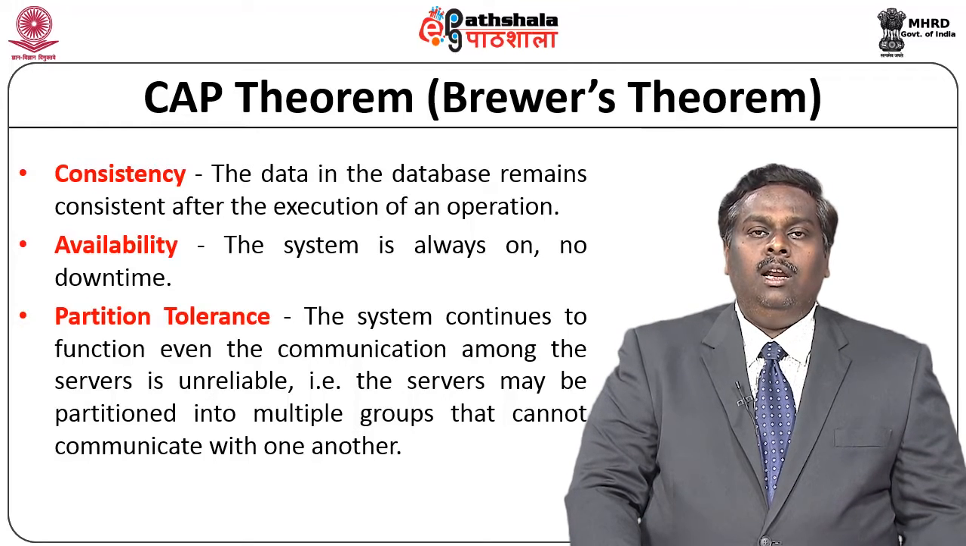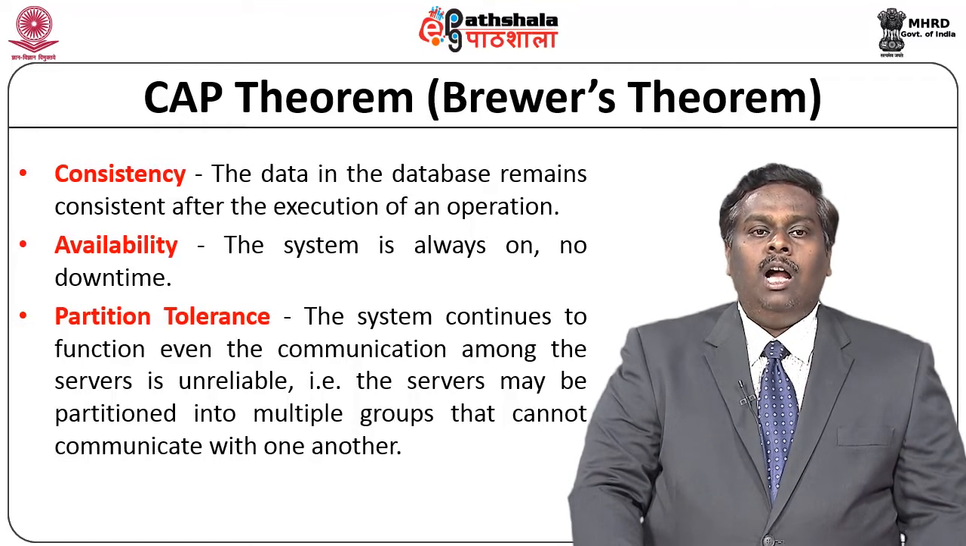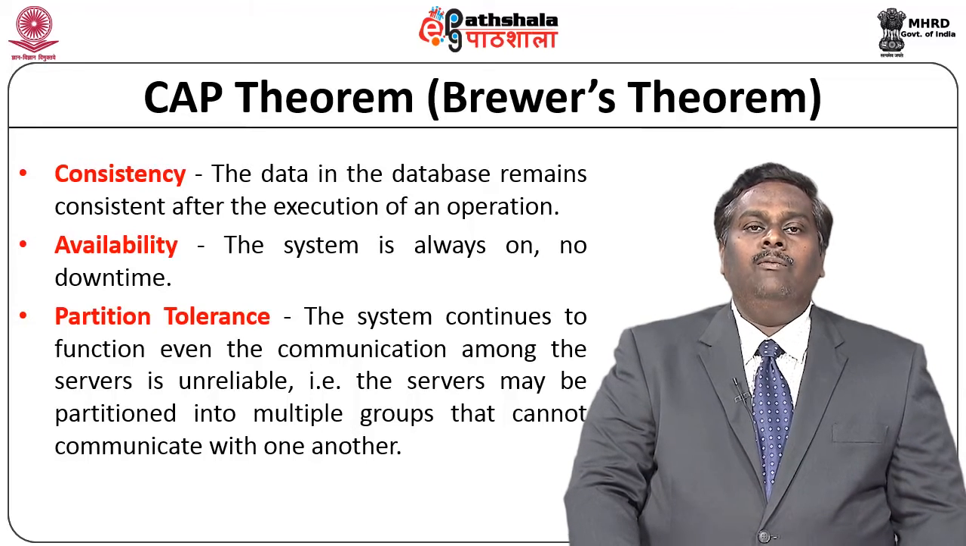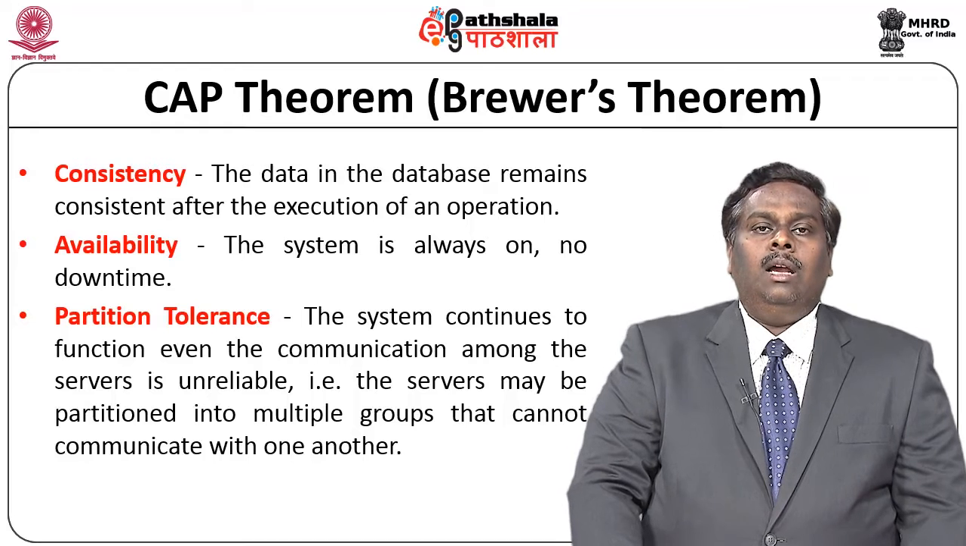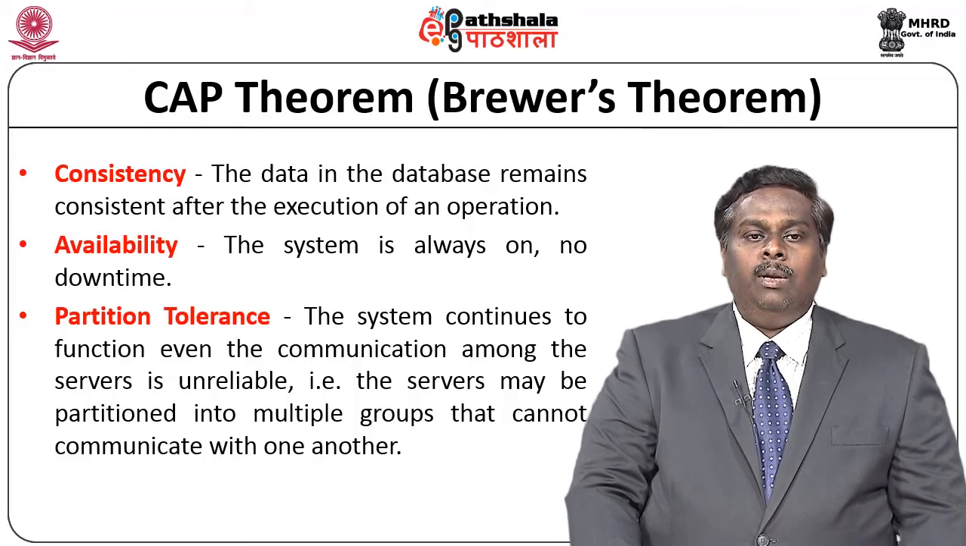So, data in the database remains consistent after the execution of an operation. This is called consistency. Availability means the system is always on and there is no downtime. In other words, data as well as the application is going to be available 24/7.